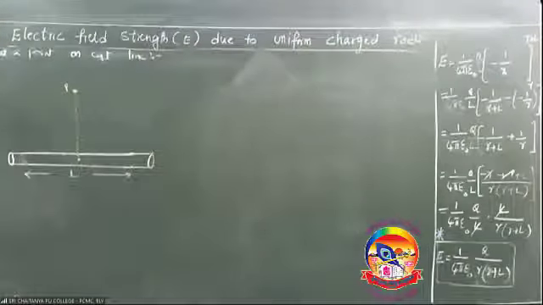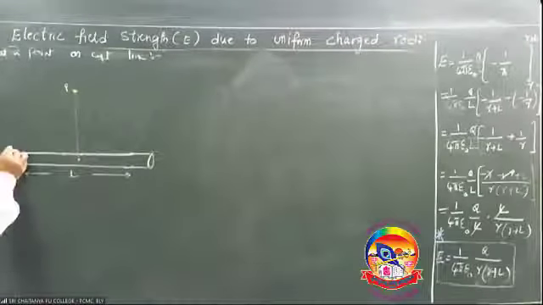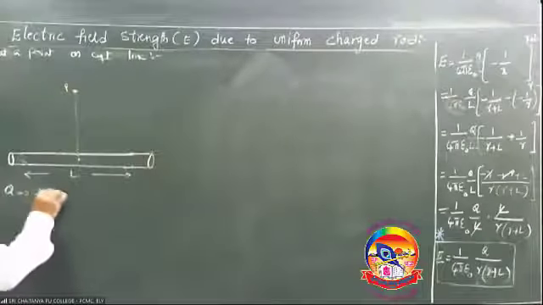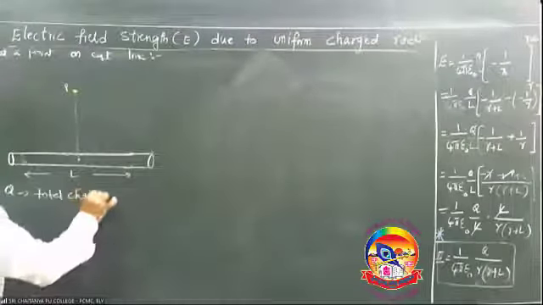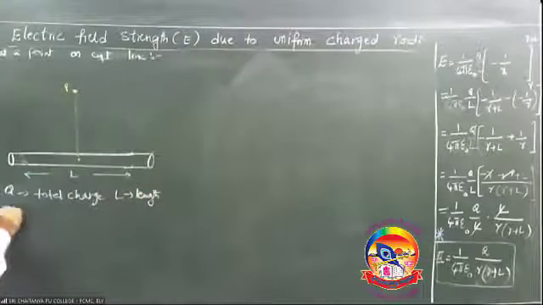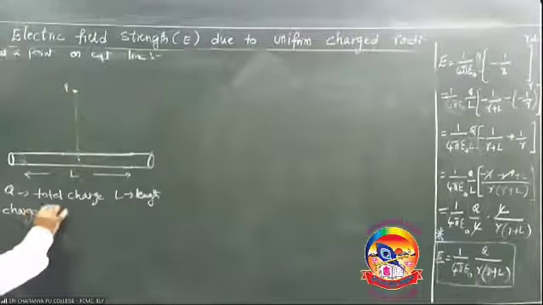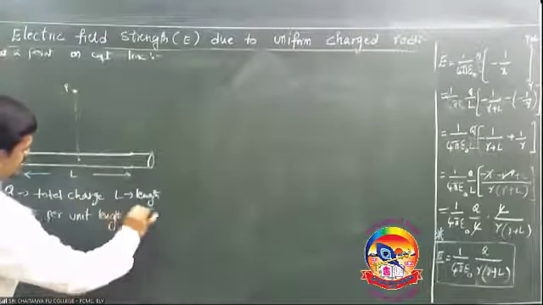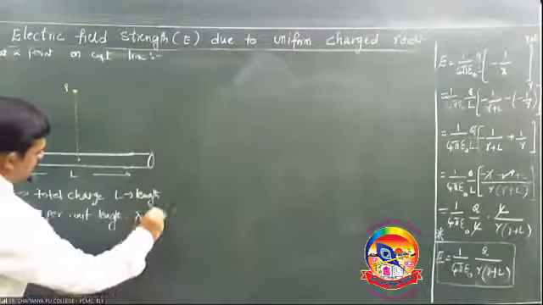Well, come on, what to do? The procedure is the same. The total charge on this rod is Q and the length of the rod is L. So Q is the total charge, L is the length. Then the charge per unit length is Q by L.